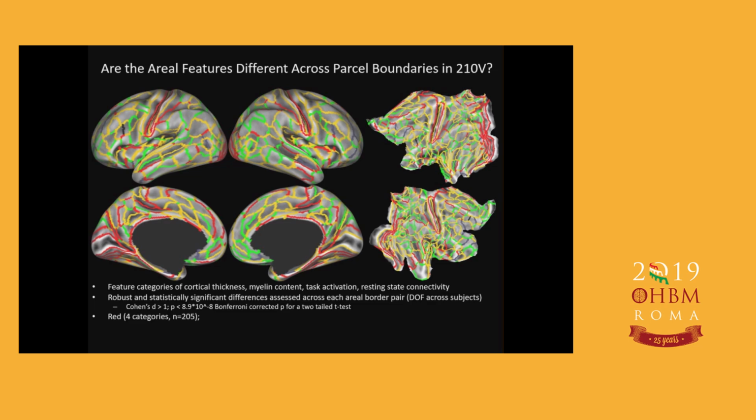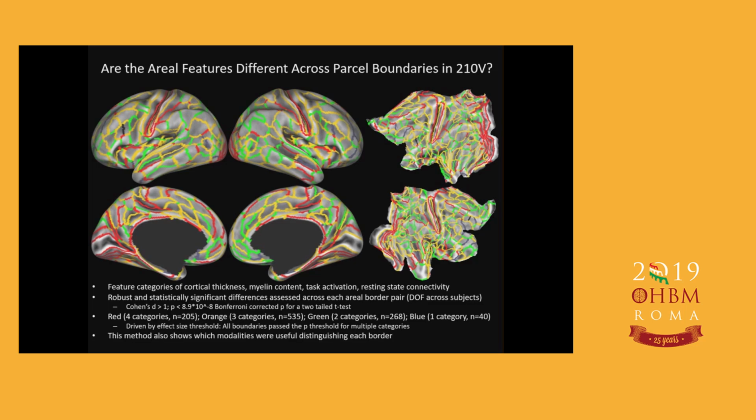So the red borders are those that matched all 4 categories, and that's about a quarter of the boundaries. The orange matched about half, or 3 categories. Green is 2 categories, another quarter. And it was really a small number of boundaries that matched only 1 category, or none, although it turns out that the 40 that didn't make at least 2 categories, and the 2 that didn't make any, were always statistically significant. It was this Cohen's d threshold that they fell below.